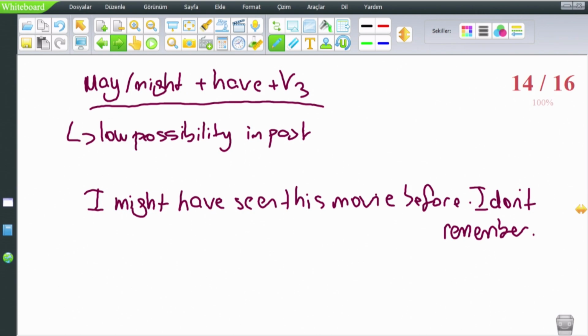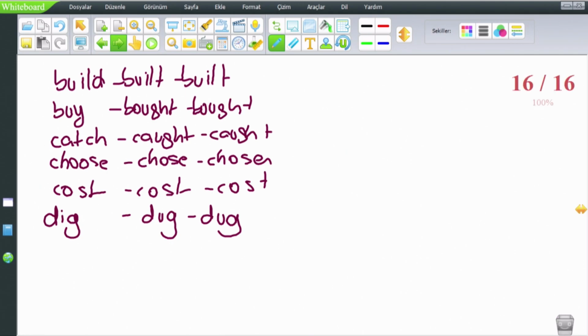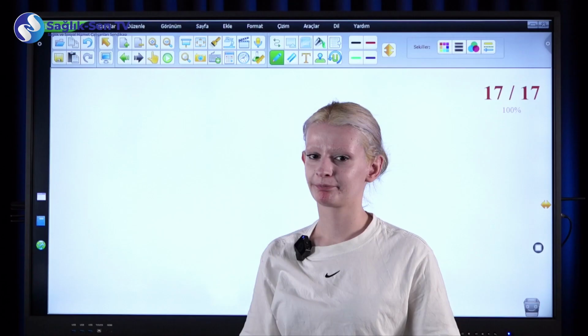May or might have verb 3, low possibility in the past. I might have seen this movie before, I don't remember. As you can see, our chances are 50% for each. I might have or might not have. We don't know that. Then we gave some examples for irregular verbs, which you should memorize.